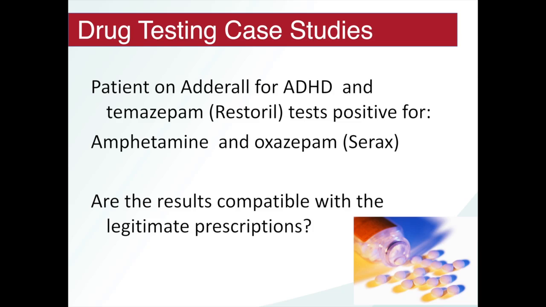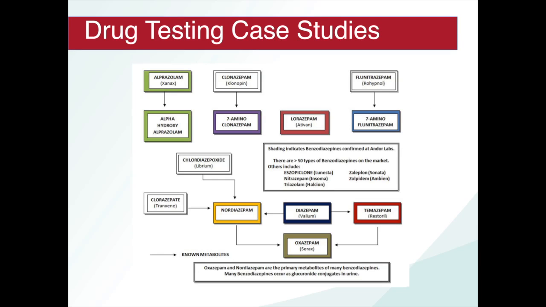Well, let's look at the metabolism of benzodiazepines. And we can see towards the bottom of our slide, the oxazepam is a metabolite of Restoril. It can be a metabolite of Valium. It can be a metabolite of Librium and Tranxene. So in this case, the oxazepam is explained by the legitimate prescription.